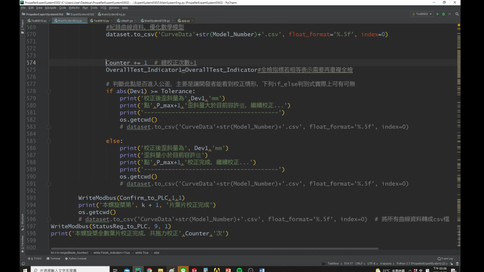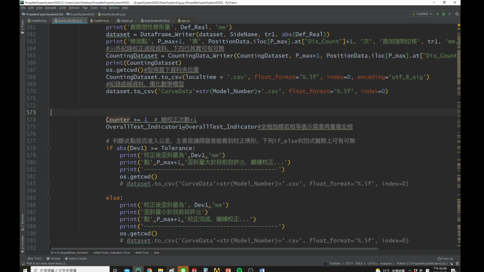Here we have a counter plus 1. That means we are recording the total number of times that we do the tuning. But I think this is not that important. You can delete it anyway.